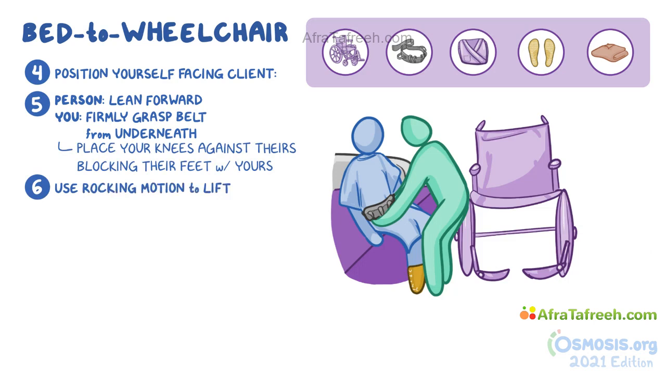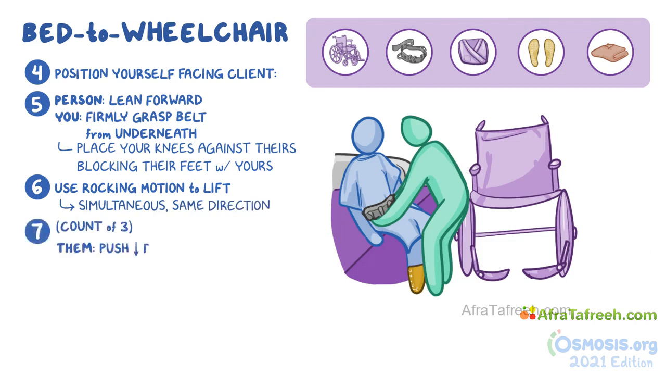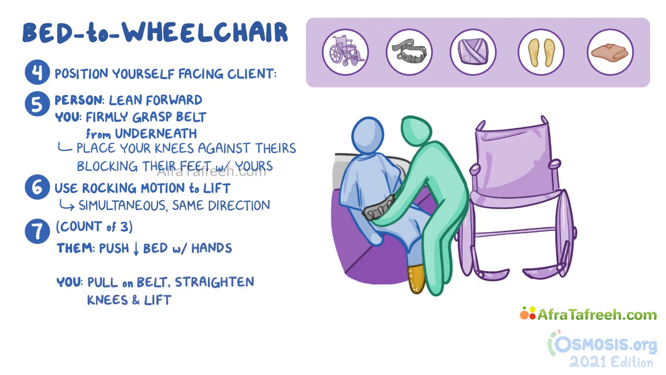Do this by moving the person back and forth, but make sure that the movement is simultaneous and that your bodies are moving in the same direction at the same time. Tell them that on the count of 3, they should push down on the bed with their hands. At the same time, you should pull on the transfer belt as you straighten your knees and lift up the client. Alternatively, if the client is weak, they can rest their arms on your arms.